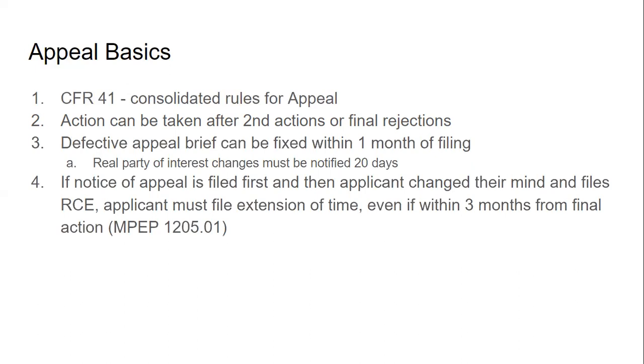If a notice of appeal is filed first, and then the applicant changes their mind and files an RCE, the applicant must file an extension of time, even if it's within 3 months from the final action. This is kind of a tricky area. My understanding is that when a notice of appeal is filed, it immediately changes the course of the application, so now the application is barreling towards an appeal. By not filing an appeal brief, you're changing it back to prosecution. So you need to file an extension to go beyond that office action, because technically you had stopped that term of reply, and you need to extend it even within the 3 month statutory period. Maybe read 1205.01 if I didn't explain that right, which truthfully, I did not explain very well. So definitely look that up if you need to.